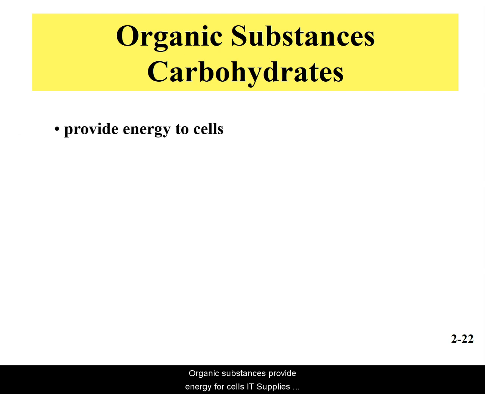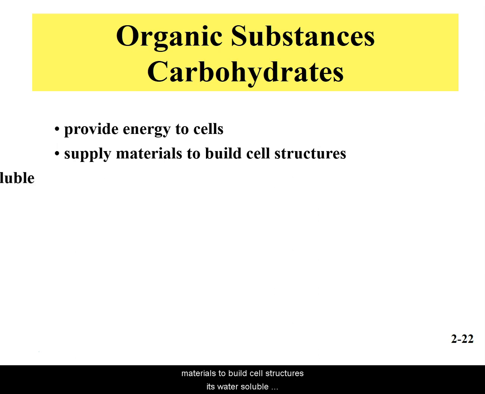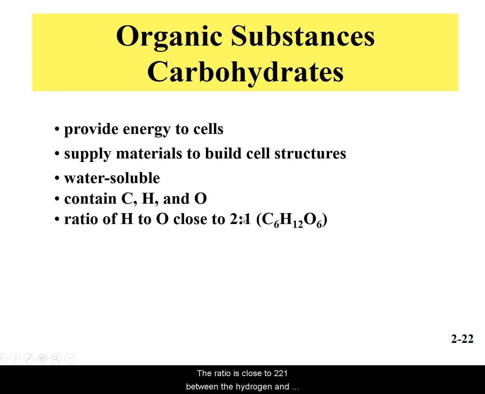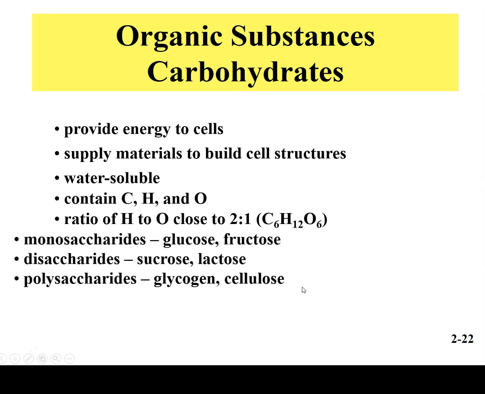Organic substances provide energy for cells. They supply materials to build cell structures. Carbohydrates are water soluble, dissolve in water, and contain carbon, hydrogen, and oxygen. The ratio is close to 2:1 between the hydrogen and the oxygen. There's that glucose molecule that we talked about before, 6 carbons to 12 hydrogens to 6 oxygens. That 2:1 ratio there indicates that it is a carbohydrate.